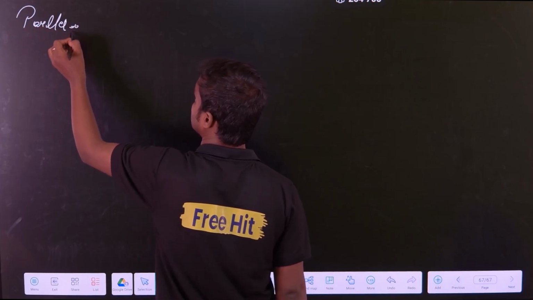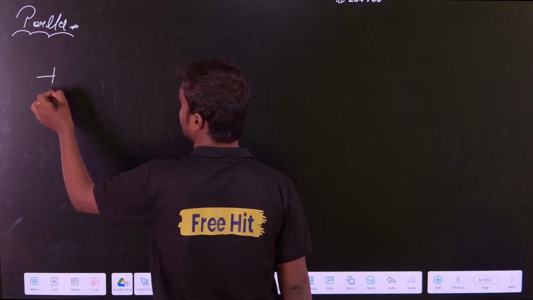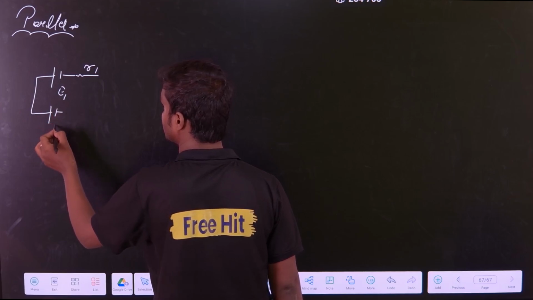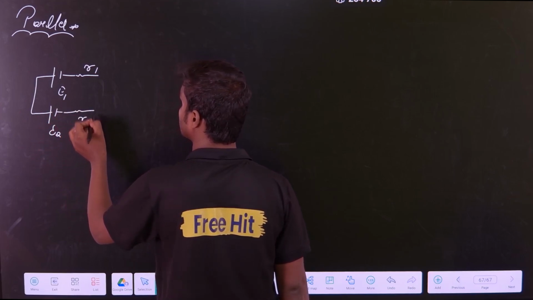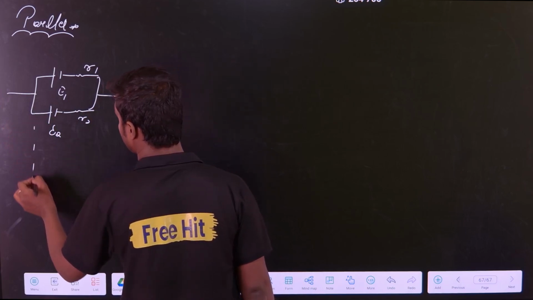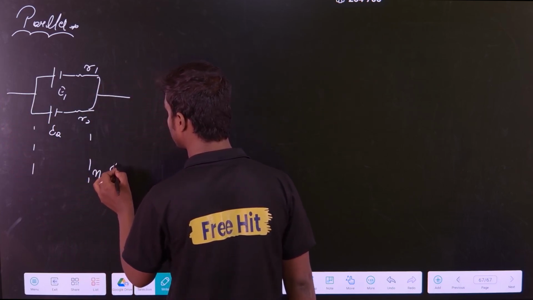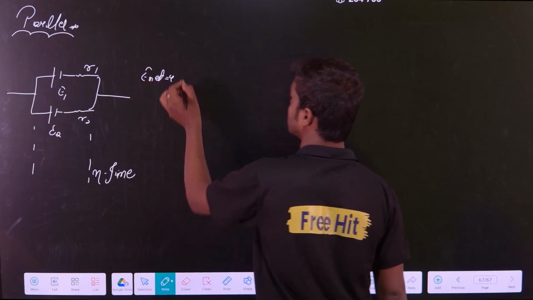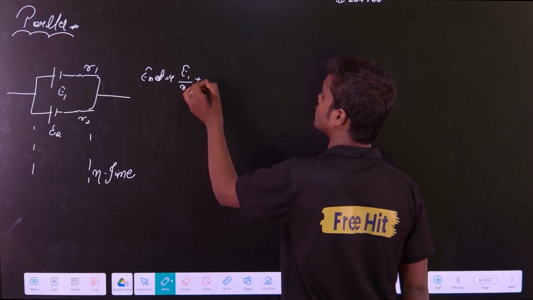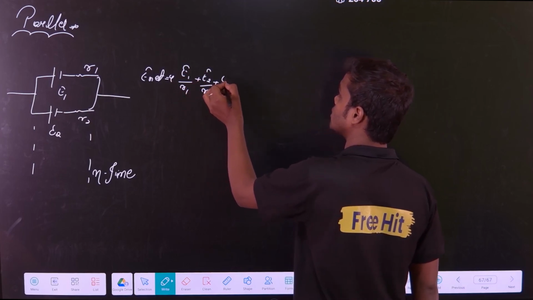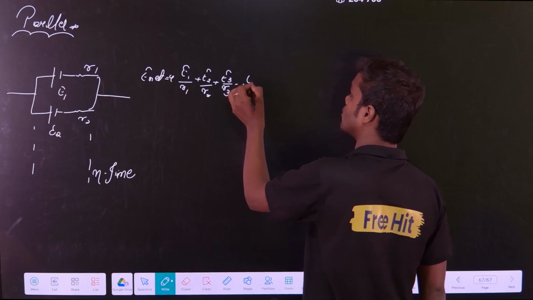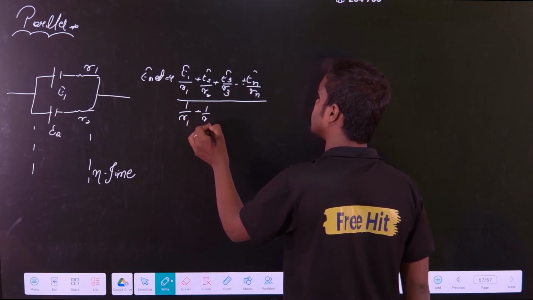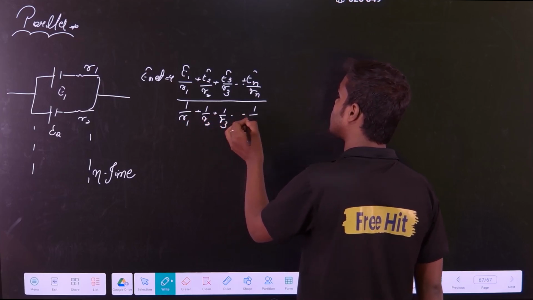In parallel, if I talk about the parallel combination, basically we have EMF E1 and resistance R1, similarly we have E2 and R2, and so on, up to n combinations. If I ask you what is my E net, the formula is fixed, you have to remember: E1 upon R1 plus E2 upon R2 plus E3 upon R3 dot dot dot plus En upon Rn, divided by 1 upon R1 plus 1 upon R2 plus 1 upon R3 dot dot dot plus 1 upon Rn.